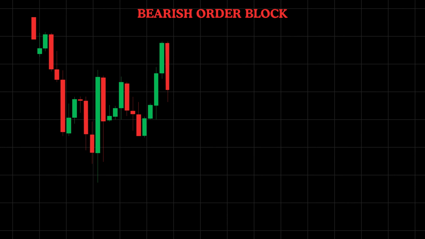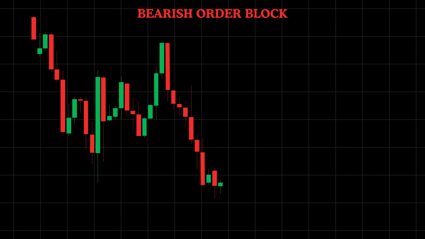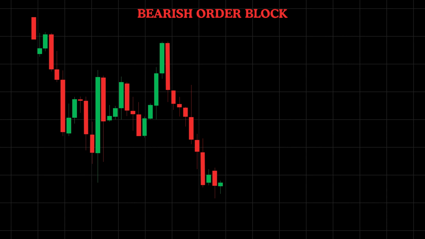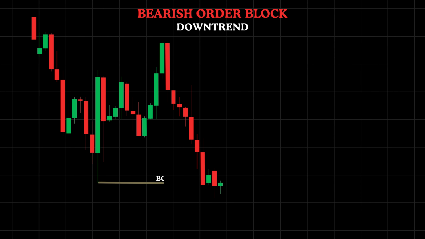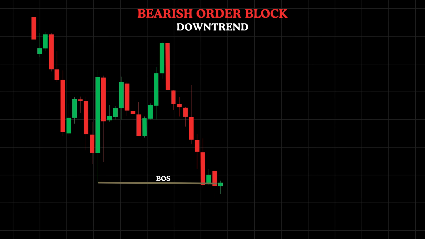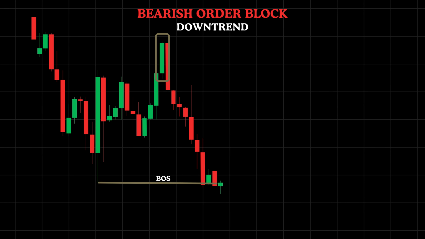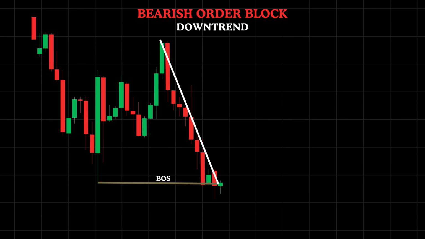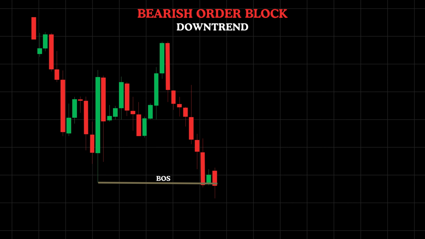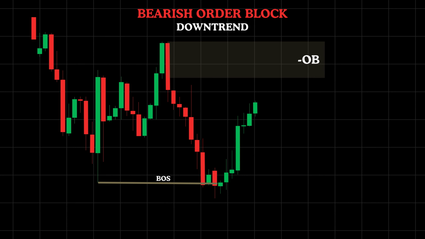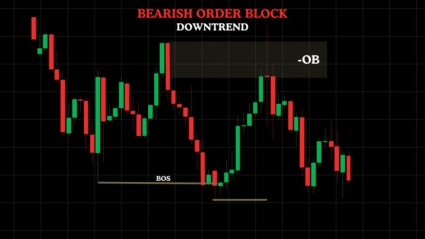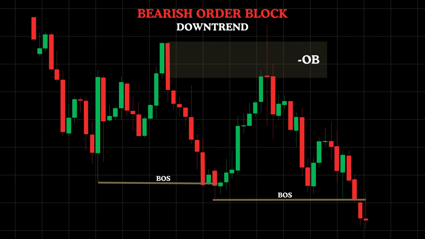Now let's identify a bearish order block. In this chart, based on the market structure, this is clearly a downtrend because we observe a break of structure and the formation of a new lower high. Next, let's mark the bearish order block. This green candle is the final buy candle before the drop, making it a bearish order block. Afterward, the price pulls back, perfectly retesting that order block zone, and then drops further, creating another break of structure. A bearish order block is labeled with a minus OB.